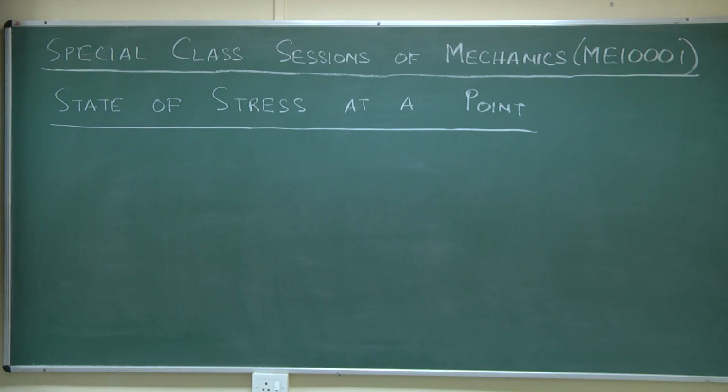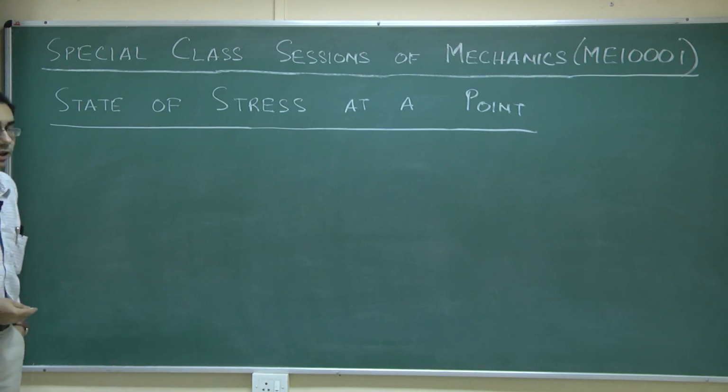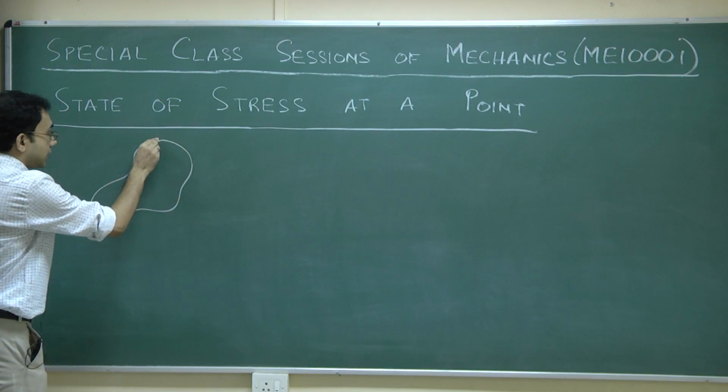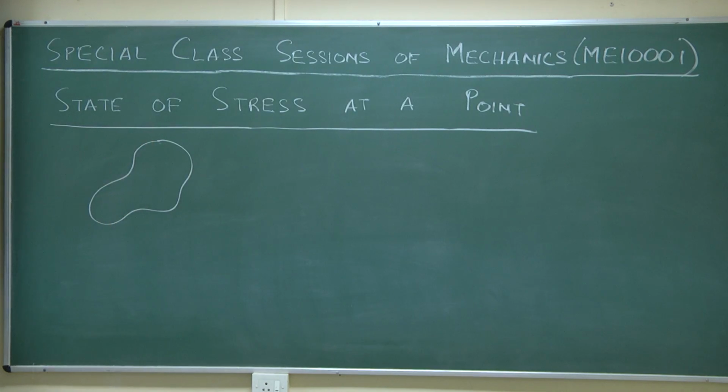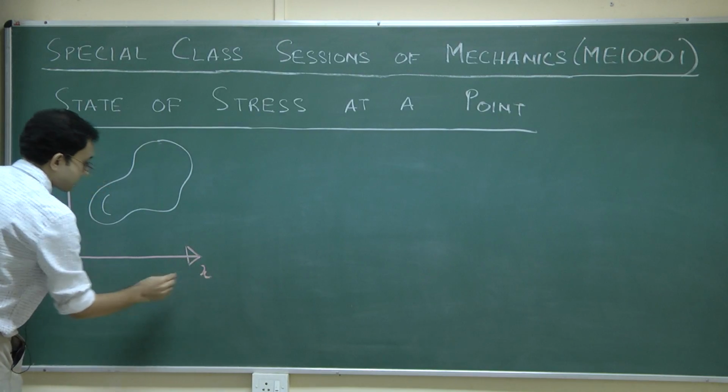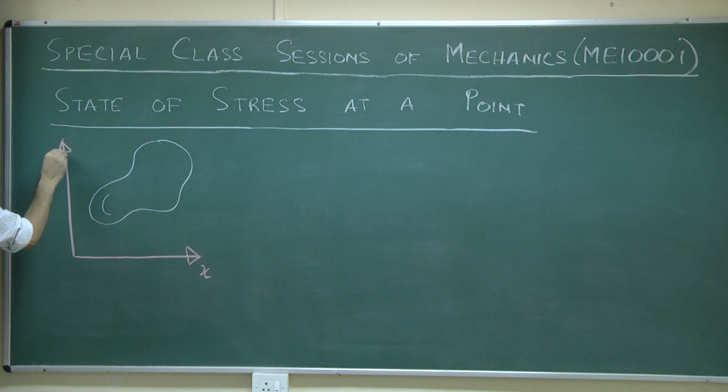For state of stress at a point, we will first consider a general 3-dimensional body. I will depict the body in this fashion, some kind of arbitrary shape. So this is a general 3-dimensional body, and we will represent the coordinate axes in this fashion. This will be our x, our y and z.